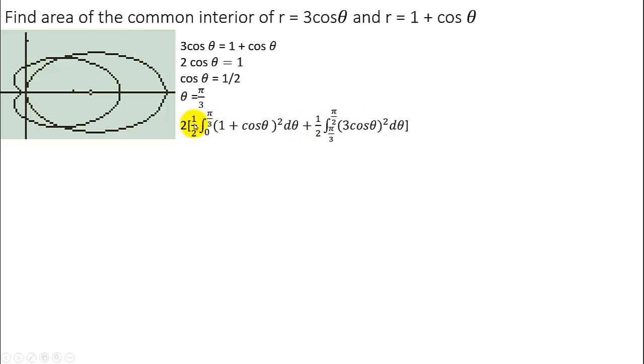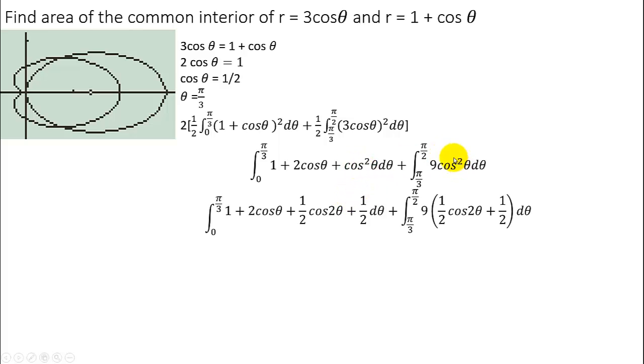So if we distribute the 2 through to both of these, the 1/2s are going to be gone. Now 1 plus cosine theta squared is going to be that right there, and then we have the 9 cosine squared. We have to replace both of the cosine squareds with its equivalent so we can actually integrate. 1/2 plus 1 is 3/2, so there we have the 3/2 theta. We have the 2 sine theta, and here we have 1/4 sine of 2 theta.